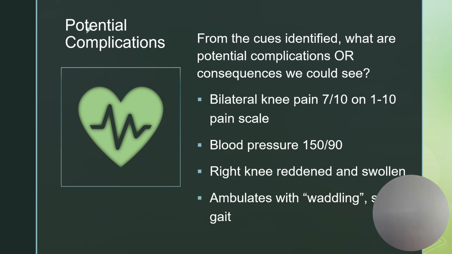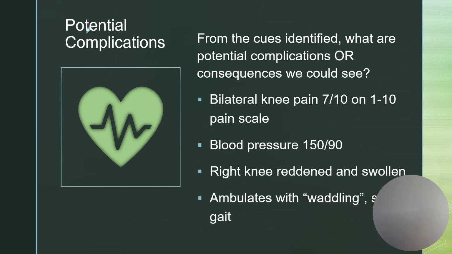So, what are potential complications of these issues? Well, potential complications with that bilateral knee pain might be immobility. And when we have immobility, we know that we have complications associated with it, such as respiratory issues and or thrombophlebitis. The blood pressure elevation, the CVA, the aneurysm, or decreased cardiac output. The swollen and reddened knee might be a complication with joint damage if we don't take care of it. Or if there's just some irritation going on there, potentially could lead to an infection.